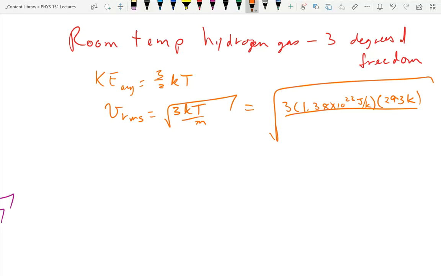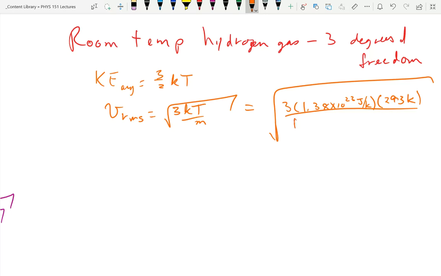Okay, then what do I have on bottom? The mass of one molecule of hydrogen. Well, what's the mass of one molecule of hydrogen? One molecule is 2 atoms, and each atom is 1.008. Yes. My eyesight isn't what it used to be, let's be honest.